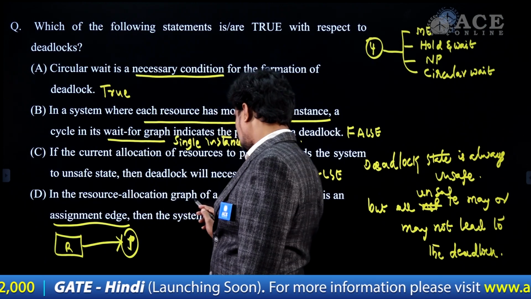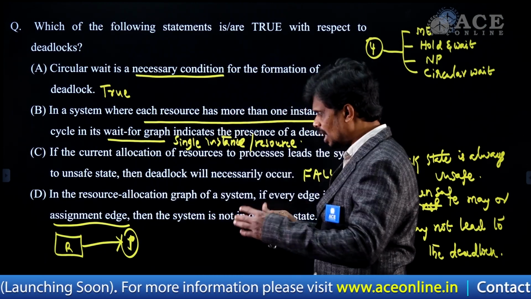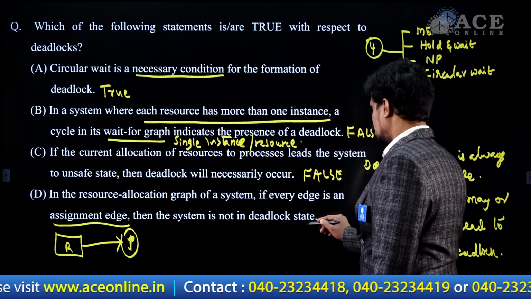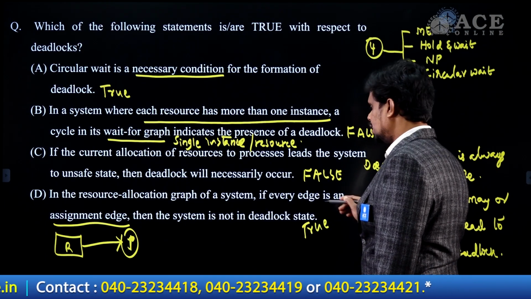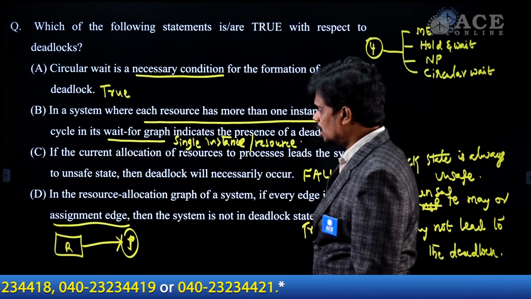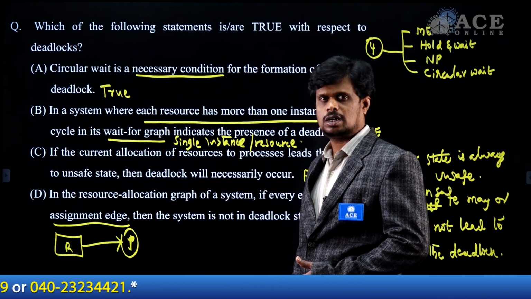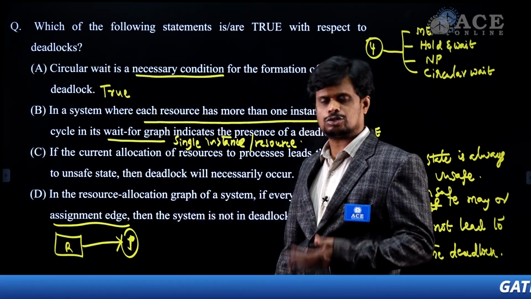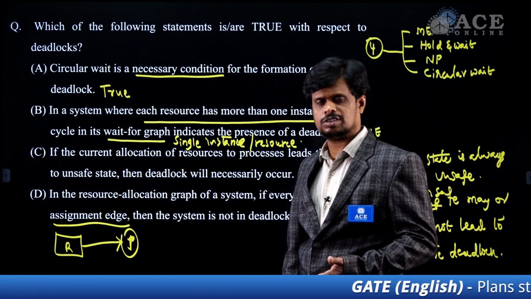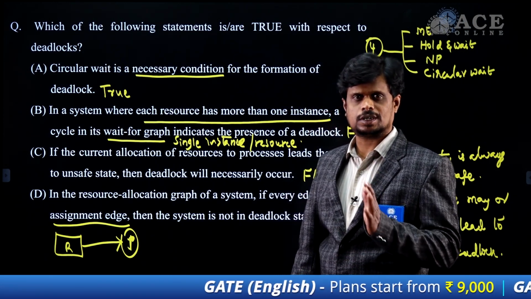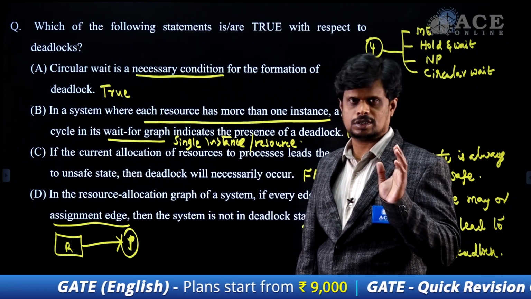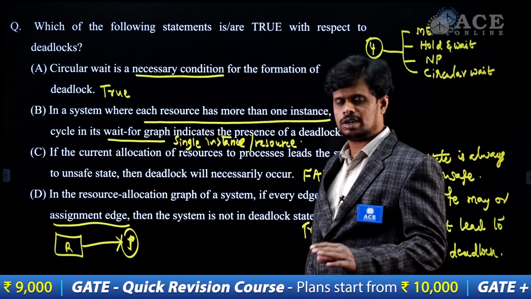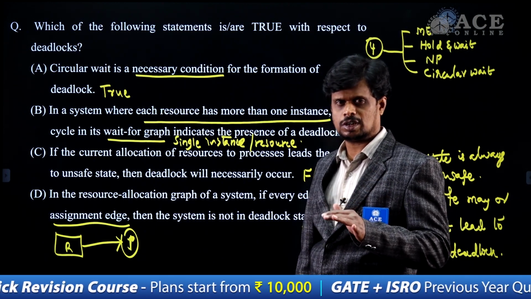In the resource allocation graph of a system, if every edge is an assignment edge, then the system is not in a deadlock state. Is it true? Yes, it is true. How can we say that? Because every process is getting satisfied with the assigned resource. There is no process which has a further requirement. Every process has only one allocation. There is no request. So whatever allocation is there, with that allocation every process can finish, so there is no chance of deadlock.